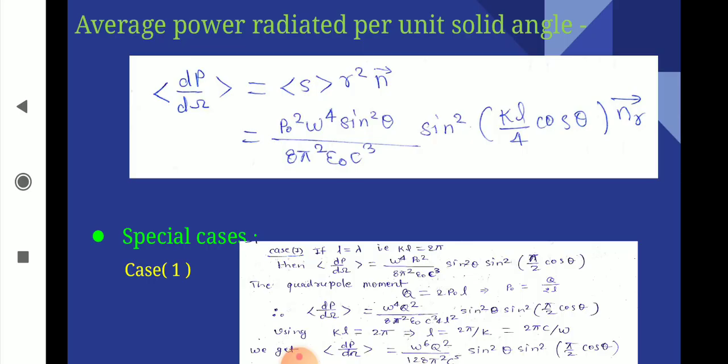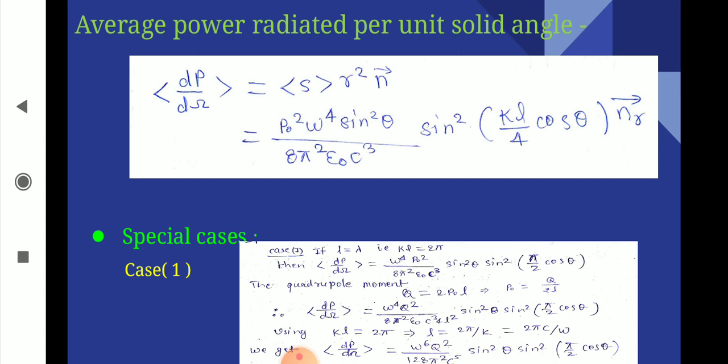As we have to find out average power radiated per unit solid angle, so we will find it by using dP upon d omega, and its value will be S r square into n r. So we will put the value of S here and we will find the average power. Now we will discuss special cases. The case 1 where L is equal to lambda, that is KL is equal to 2 pi.